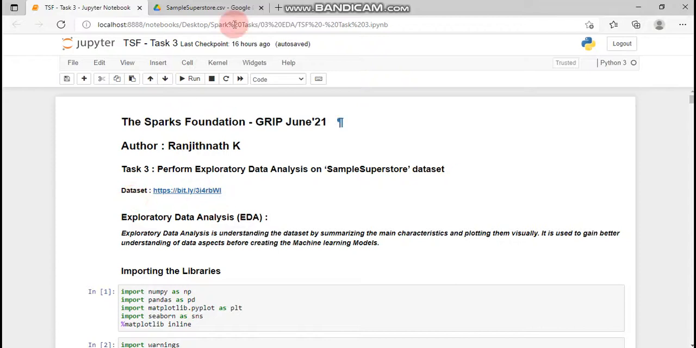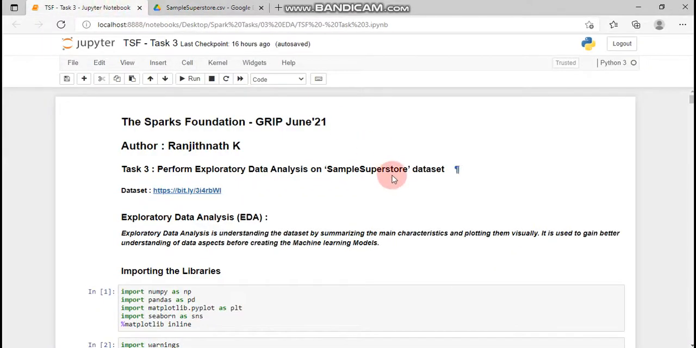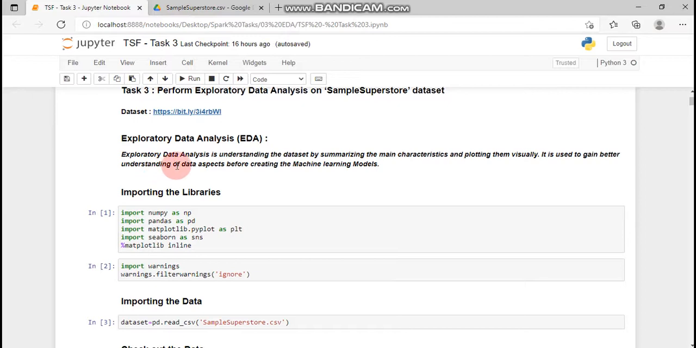This is the dataset used. While going through this dataset, we could see there are numbers of rows with multiple columns related to a general superstore. Exploratory data analysis is understanding the dataset by summarizing the main characteristics and plotting them visually. It is used to gain a better understanding of data aspects before creating the machine learning models.